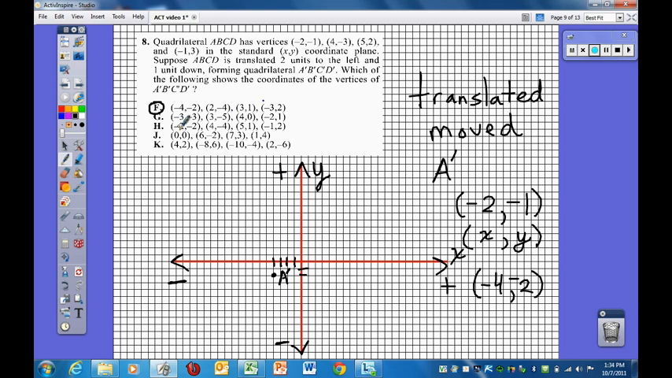So you can stop right there and you've got your answer. If you want to check the other ones, that's fine. You can. But you know that F has to be the correct answer. Stop there and move on.